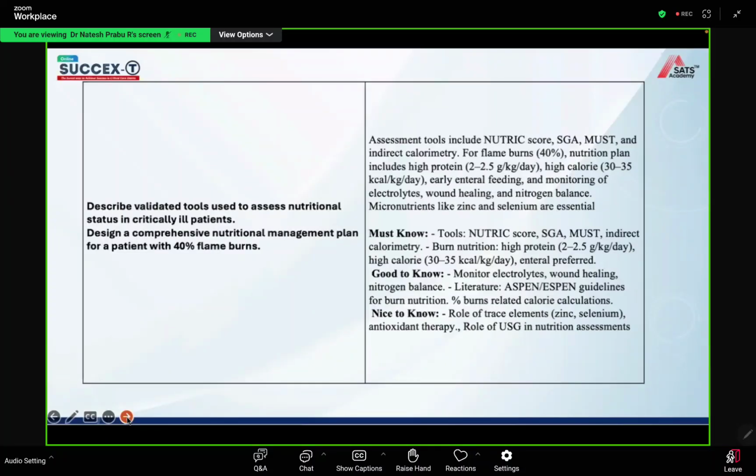Thanks, Dr. Varun. Okay, it's a pretty straightforward question because definitely one question will come from nutrition. There's no doubt at all. And because last time Nutri-Score was there, it is good to know all the assessment tools, at least the broad base of all these tools. And burns is quite a good topic and very less seen in many hospitals. That is a major challenge.